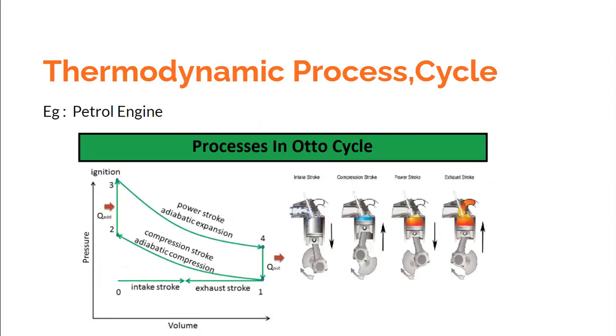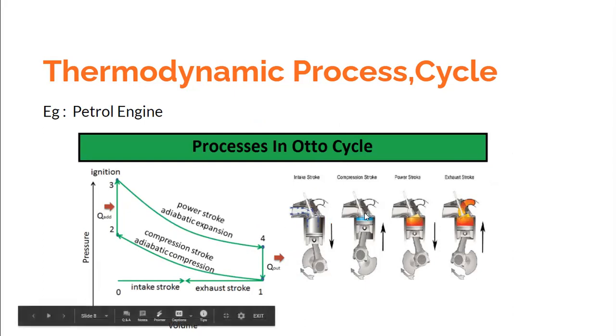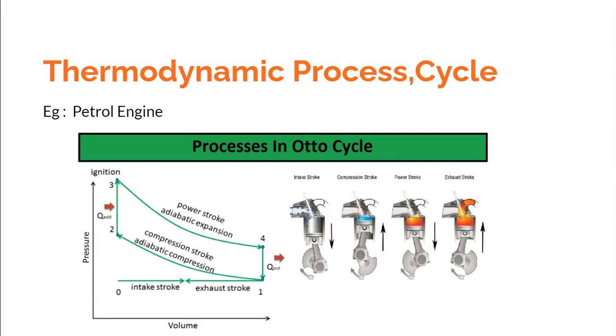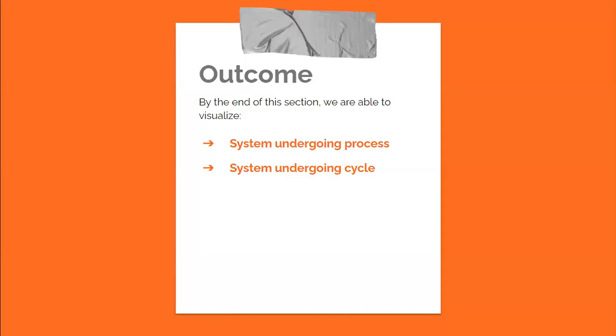Another example which you are familiar with is a petrol engine, and a petrol engine has a very interesting thermodynamic cycle called the Otto cycle. So be it a Brayton cycle in the gas turbine, be it an Otto cycle in the internal combustion engine, be it a Rankine cycle in the power plant, all these thermodynamic cycles are practical thermodynamic cycles which will be useful in analyzing the practical systems.